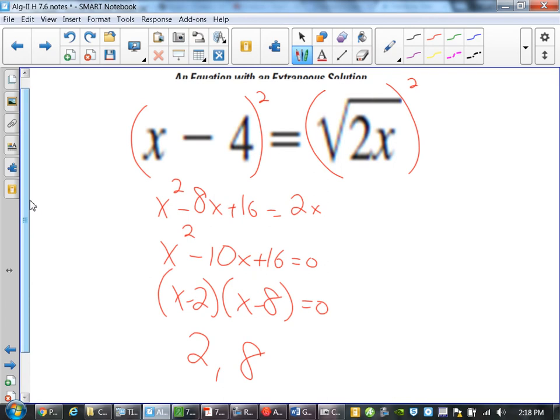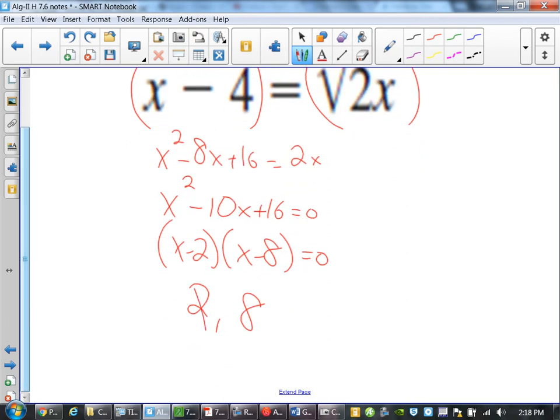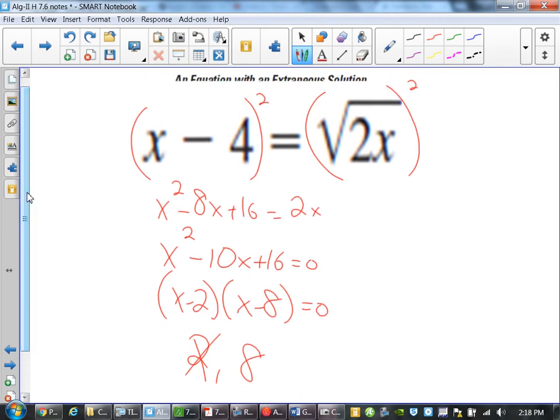So check it. What's 2 minus 4? Negative 2. Am I going to get a square root that's going to give me a negative? No. That one won't work. What's 8 minus 4? It's 4. What's the square root of 16? 4.